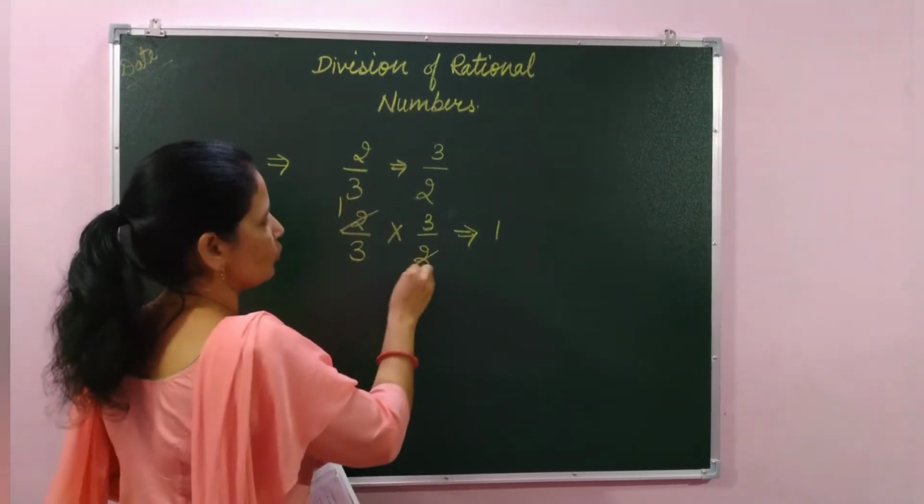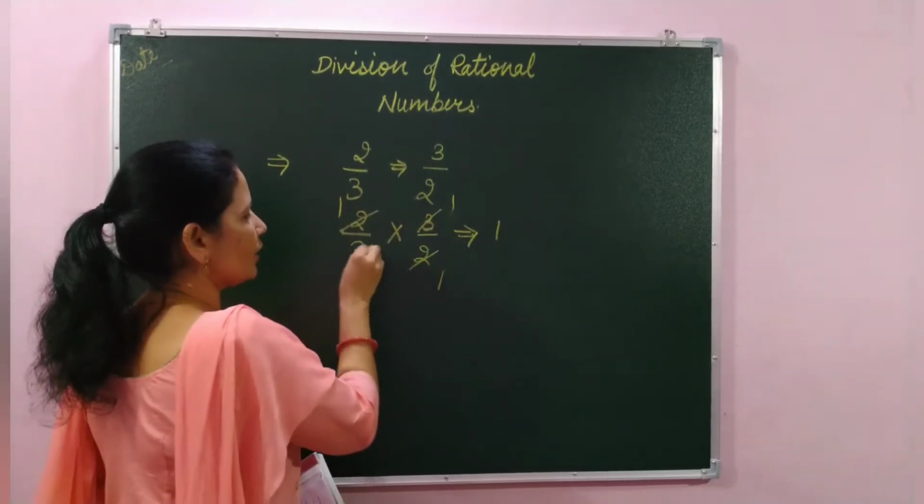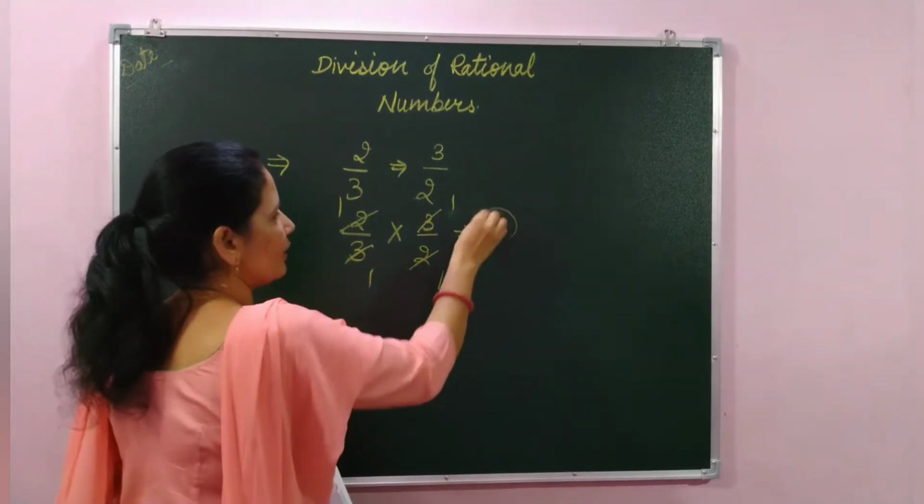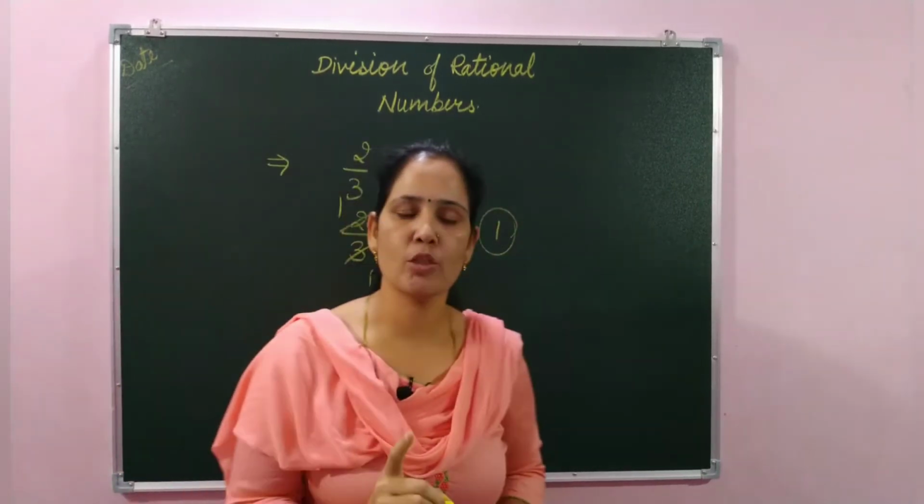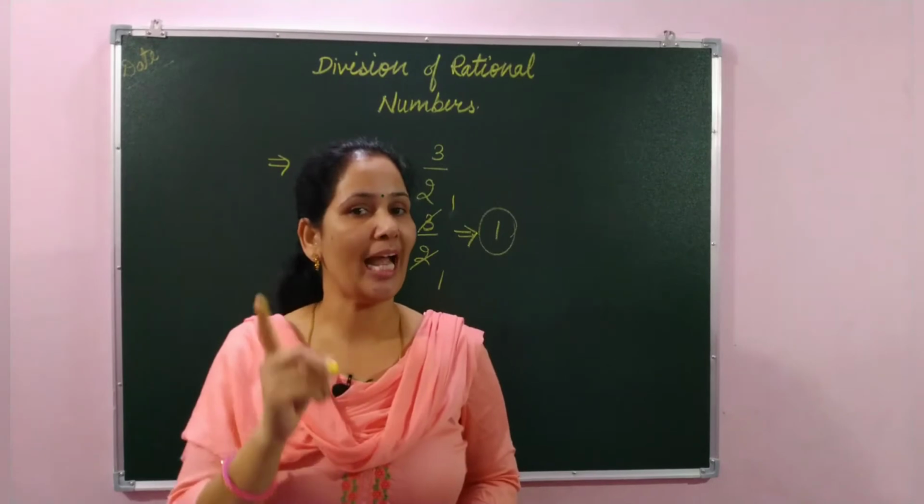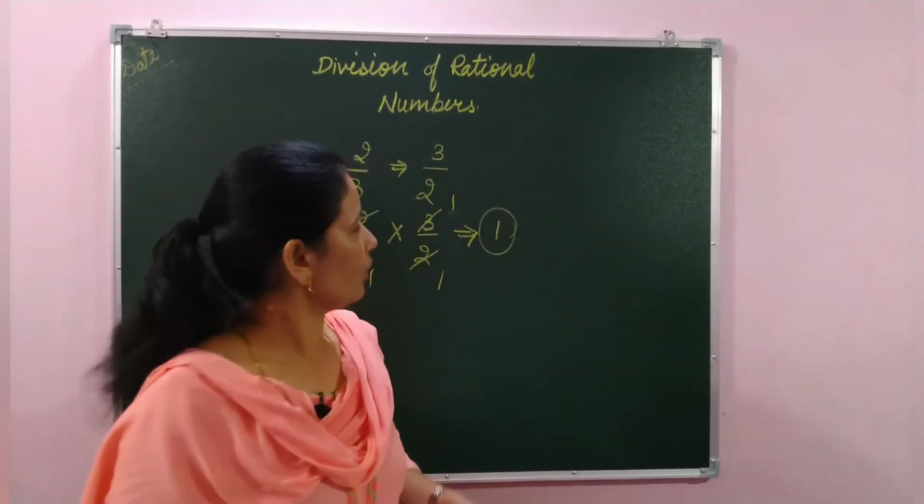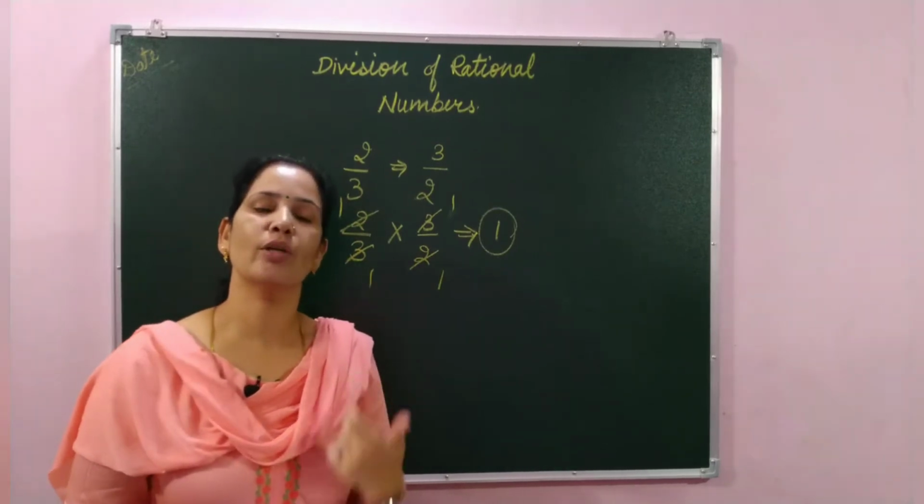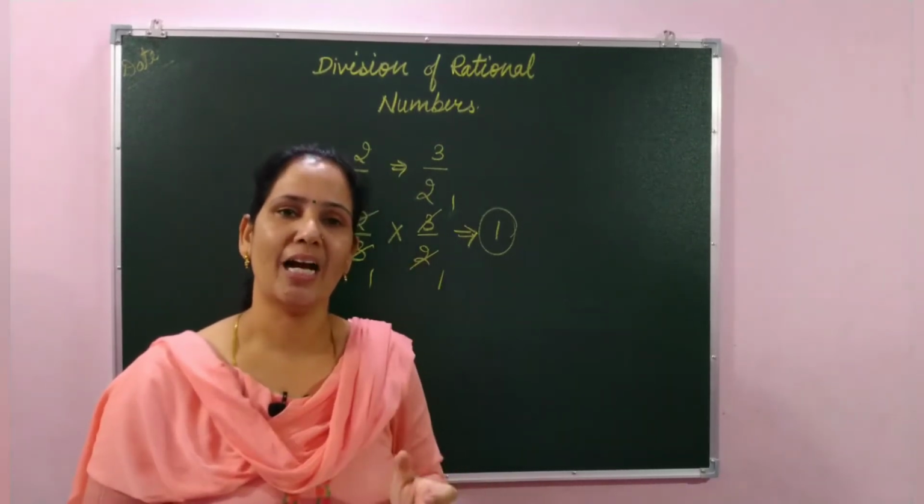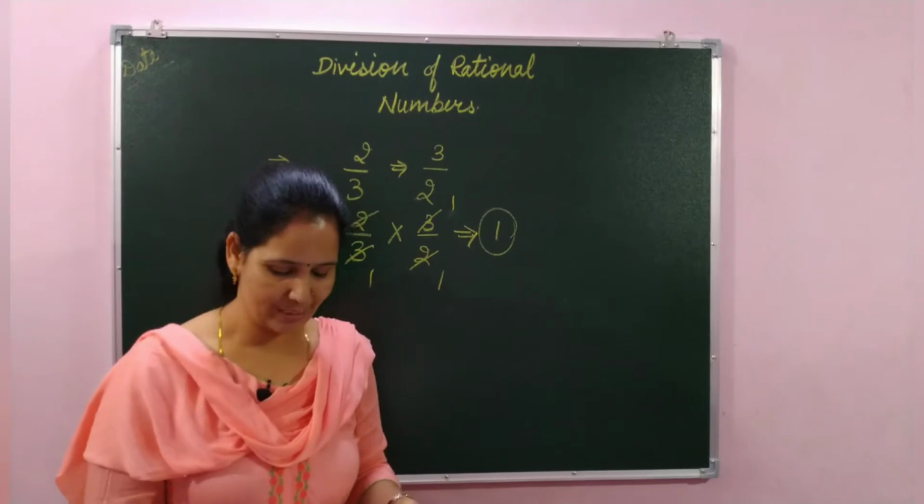2 ones are 2, 2 ones are 2. 3 ones are 3, 3 ones are 3. So here we get the answer 1. So keep this in mind. The product of a number and its multiplicative inverse is always 1. So on the basis of this concept, we are going to start dividing our rational numbers. How to divide two rational numbers?